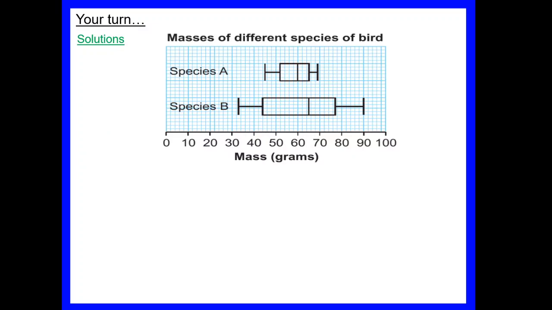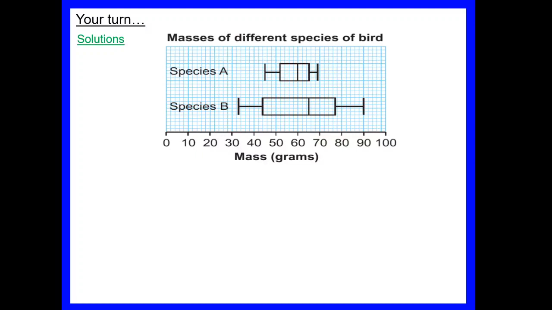Okay, so let's check our solutions for those then. So you should have box plots that look similar to that. Obviously you could have used a slightly different scale, so they may look a little bit different, but just check that those key values are marked in the appropriate places for yours.